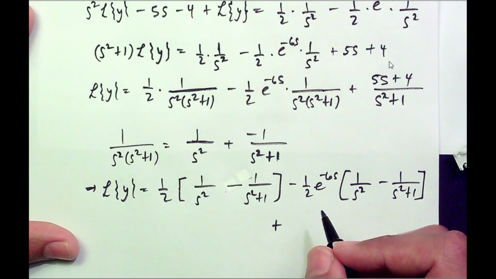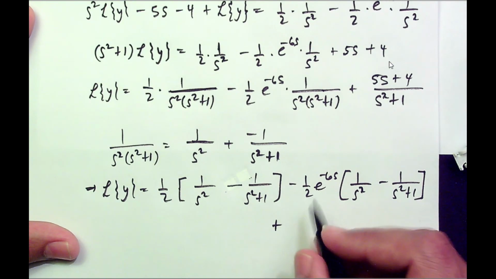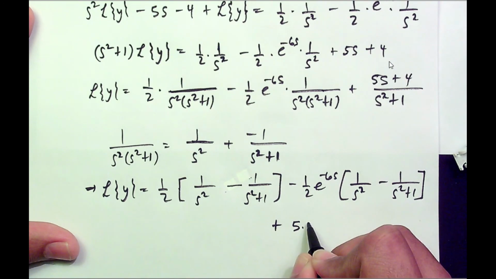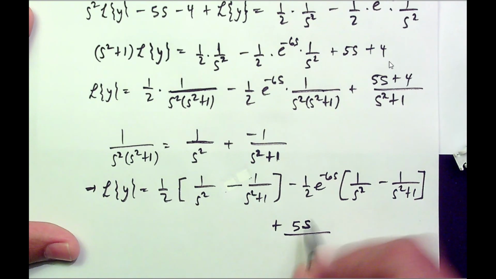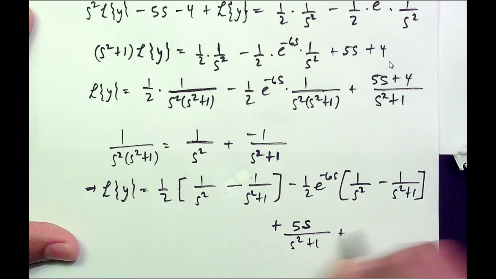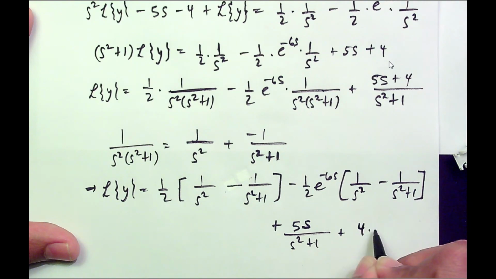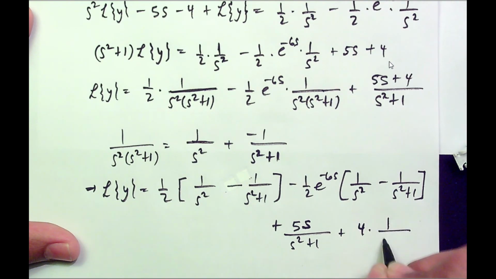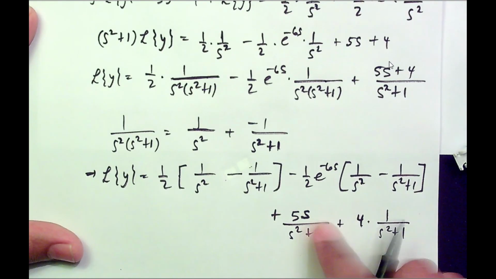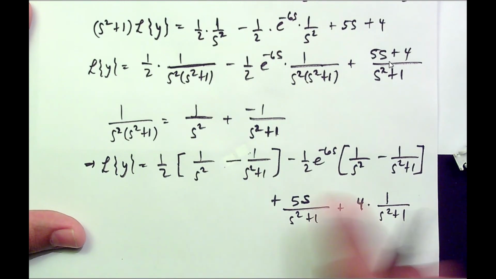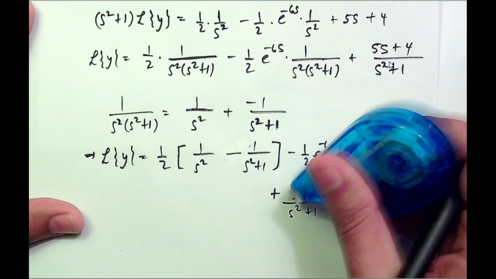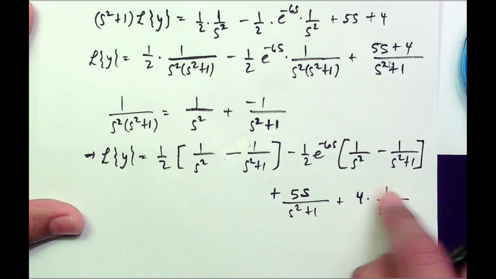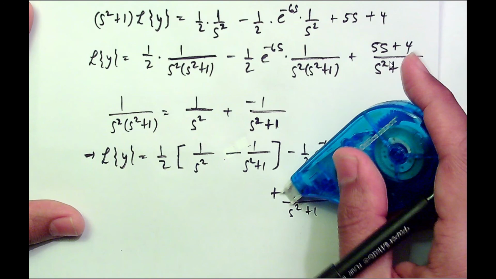which we can break up as 5s over s squared plus 1 plus 4 times 1 over s squared plus 1. So it's like 5s plus 4. And then you can actually also take this 5 and put it in front. So I'm going to do that. This is 5s plus 4. So I'll pull out the 4, and I'm going to pull out the 5 as well.